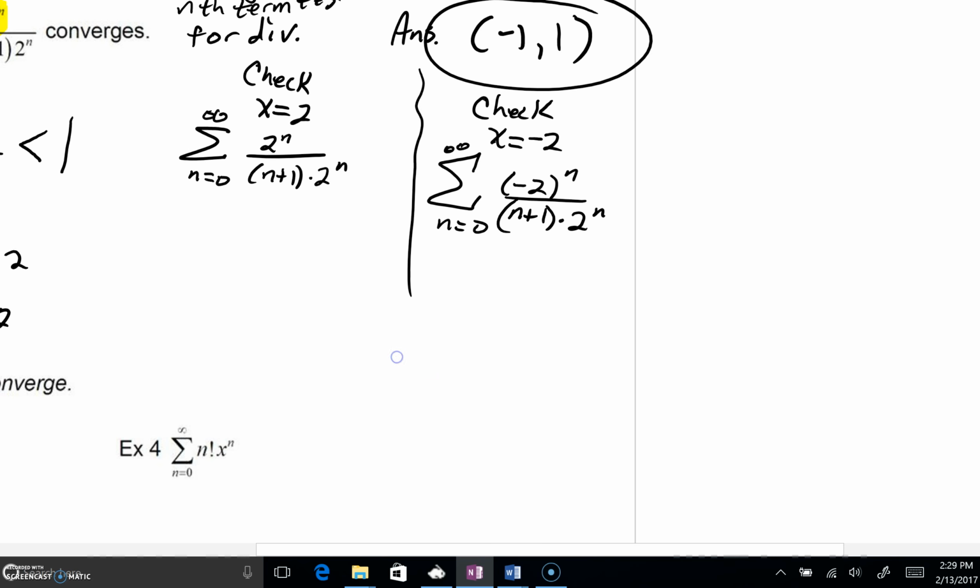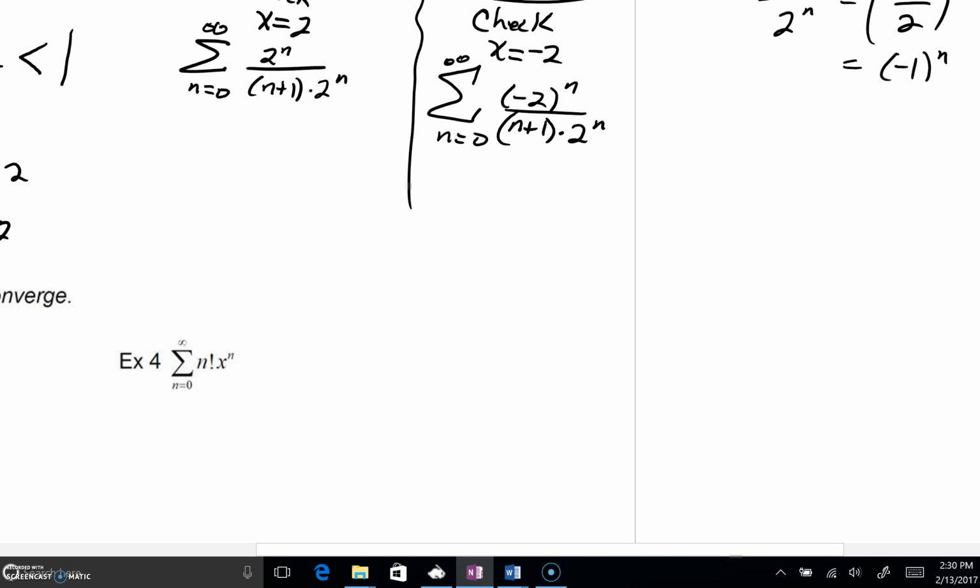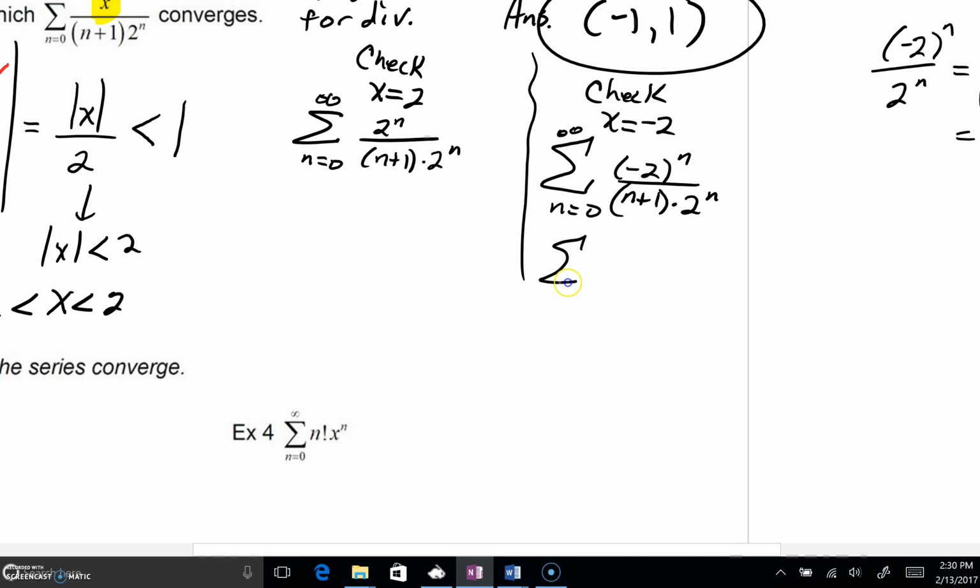Let's look at this -2 to the n just off to the side. -2 to the n divided by 2 to the n. You might wonder what that is. Well, look, both of these are raised to the n power, so I could just write it that way. Just take that whole fraction and raise it up to the n. And what is -2 divided by 2 then? It's just -1. Wow, this thing right over here is -1 to the n over n plus 1.